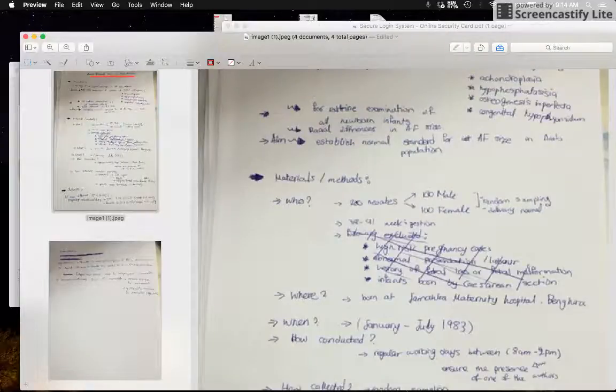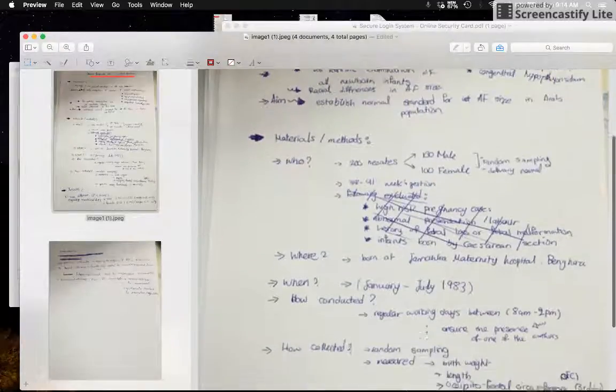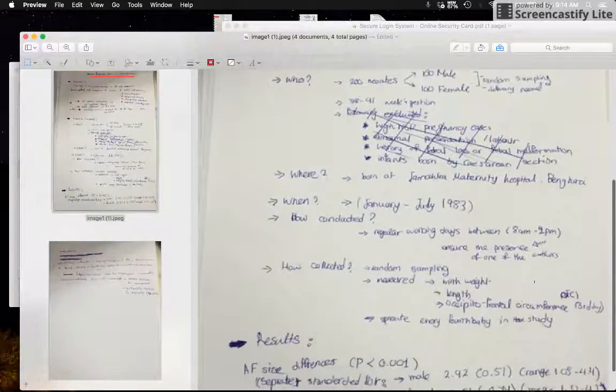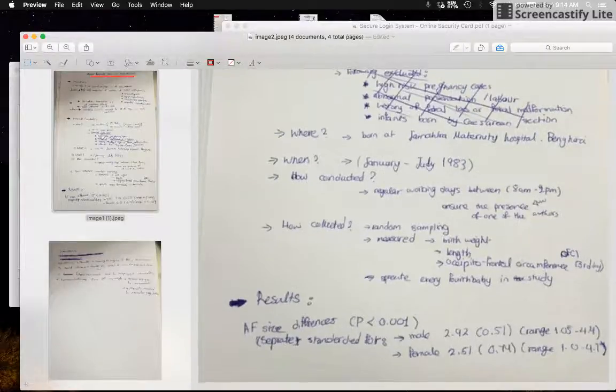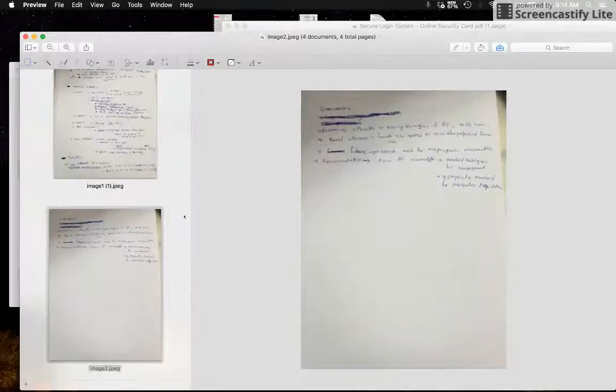And okay, so the methods of material. Who, good, random, normal delivery, good. The gestational age. Okay, you got rid of this part. That's good. The where, good. The when, excellent. How it was conducted. Okay, so that's fine. Okay, this might be going into a little too much detail here, how it was collected and things like that, okay?